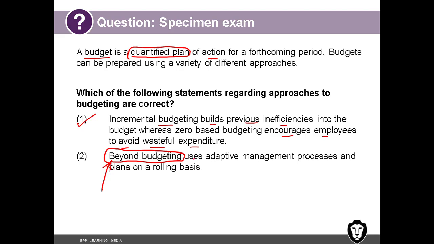So beyond budgeting uses adaptive management processes and plans on a rolling basis. Correct. Adaptive management process means management activities according to the situation, according to what the situation demands. That's correct. That's what you call beyond budgeting. That means the manager goes more than the budget, beyond the budget, and achieves the targets.